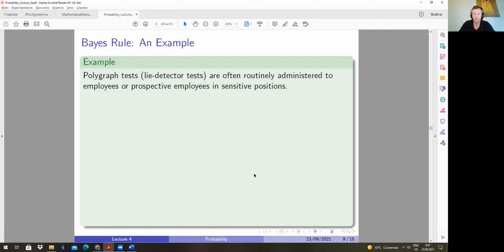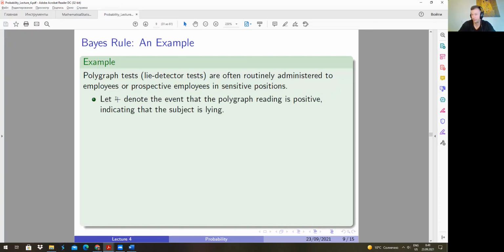First example, a polygraph test or lie detector test. They are often used to test employees or prospective employees in some sensitive positions, whether the person is going to lie or not. Of course, we know that these machines are not fully precise, and there are possibly some mistakes.